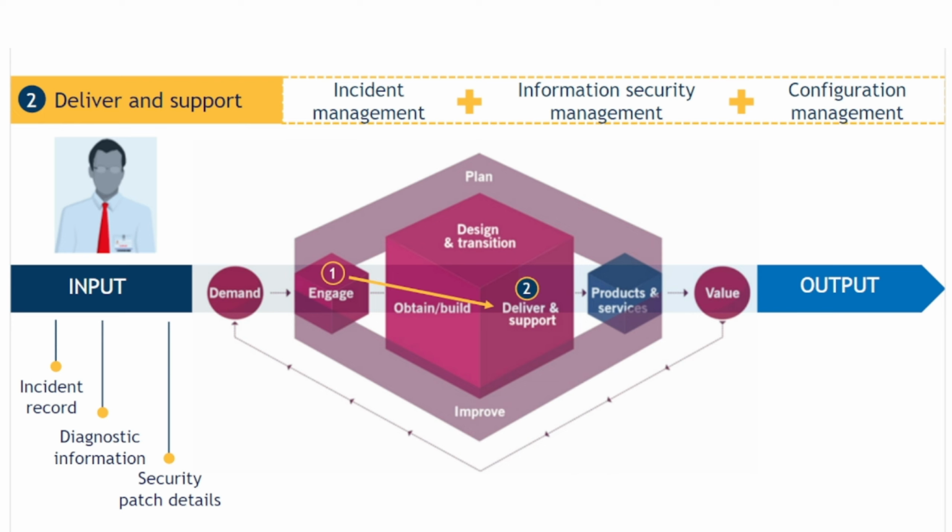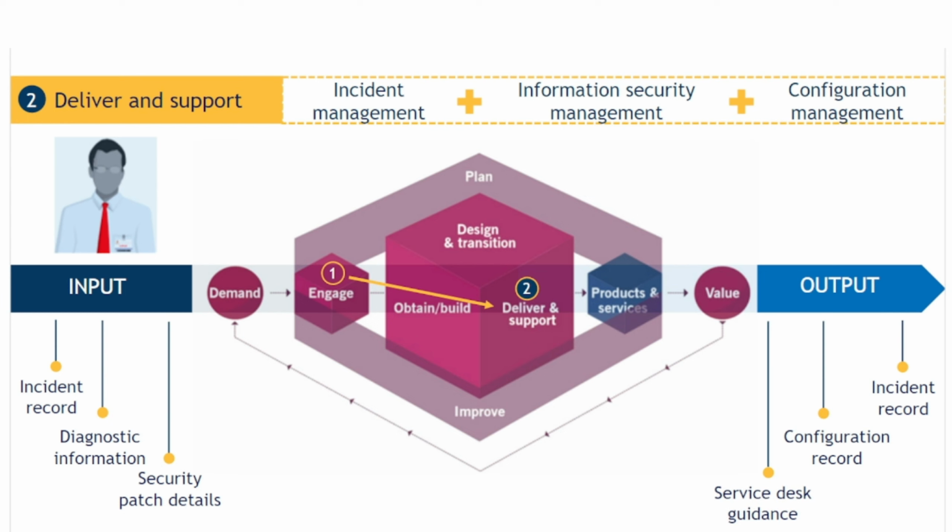When these activities are completed, the output from this value chain activity will include an updated incident record with details of how this incident was resolved. Further output could include, for example, updated configuration details and guidance for the service desk about what to do should this incident reoccur in the future.